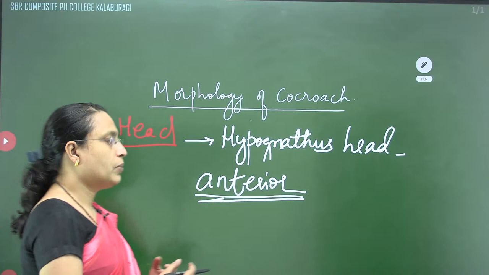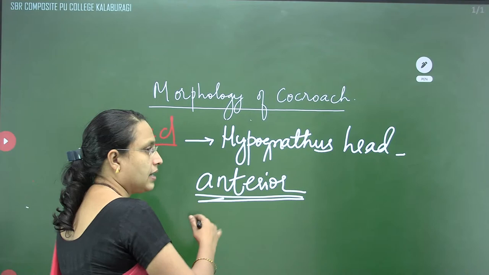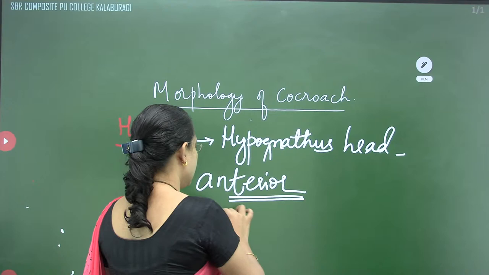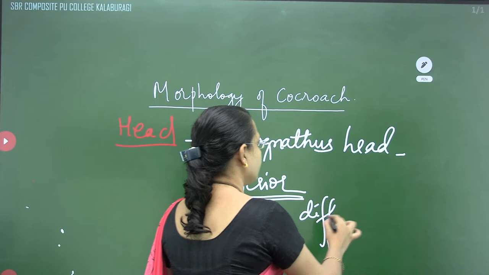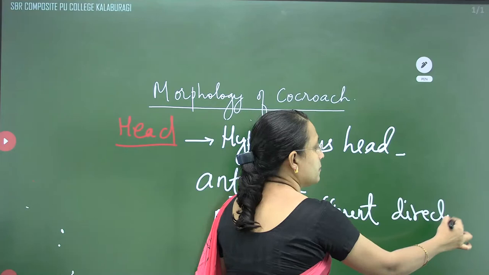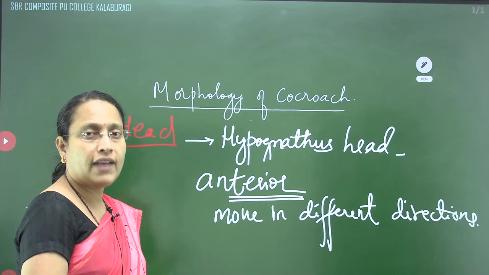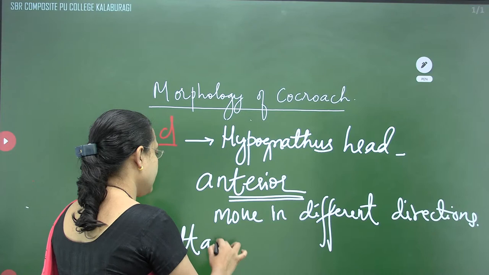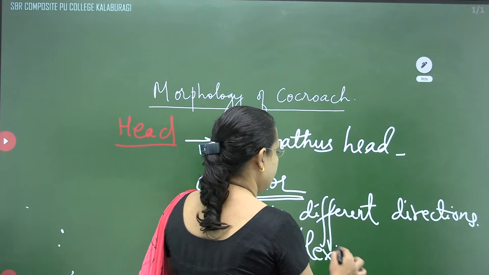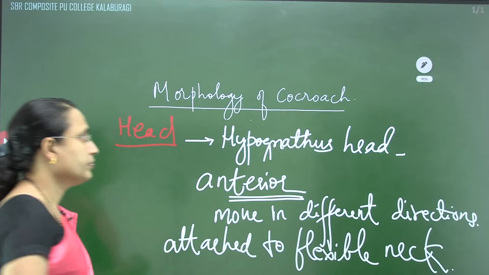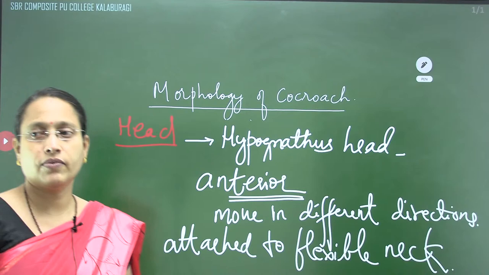It is again one of the important points in civilization. The head can turn in all directions, so it can move in different directions. How does the head have freedom to move in different directions? It is because it is attached to a flexible neck. So it moves in different directions.